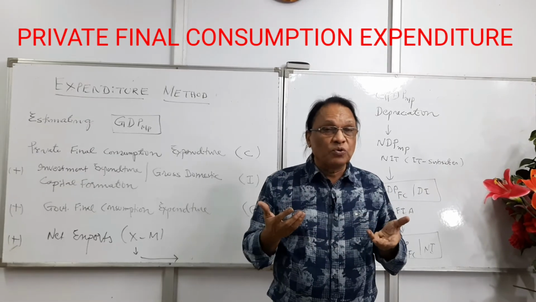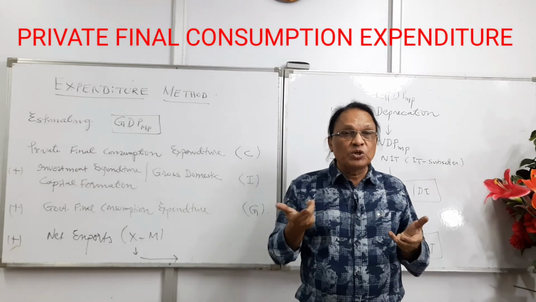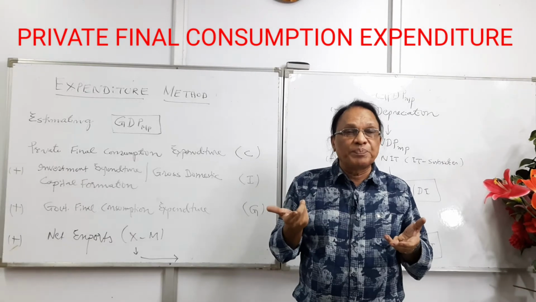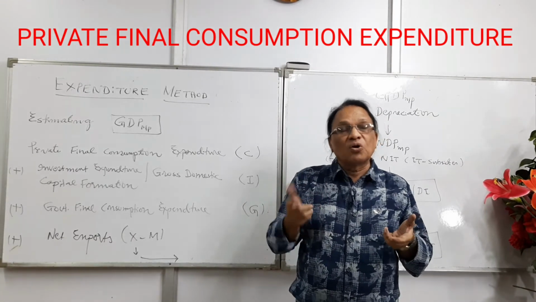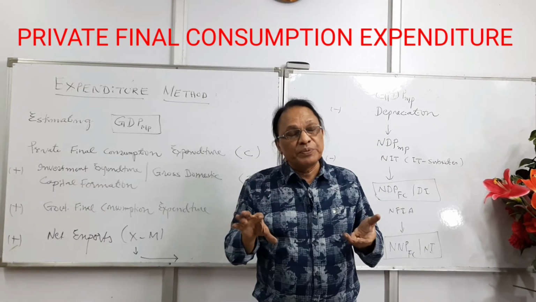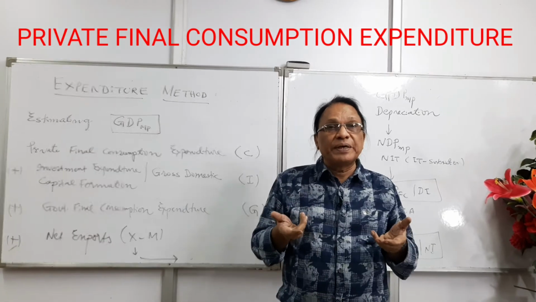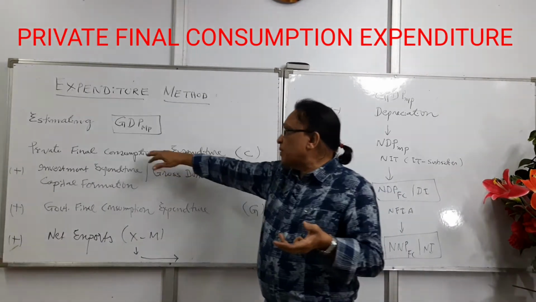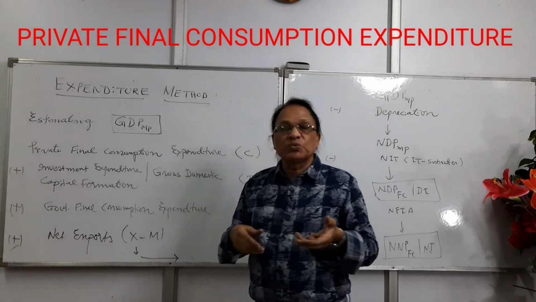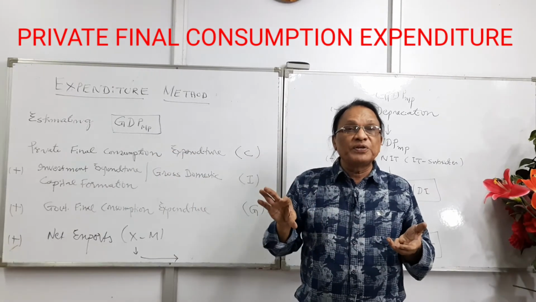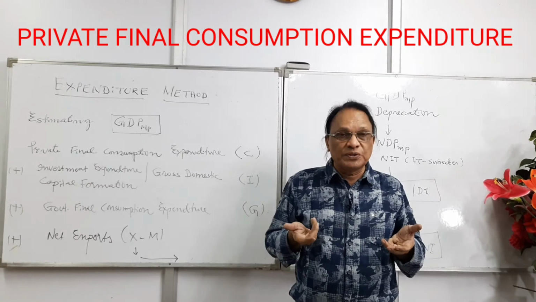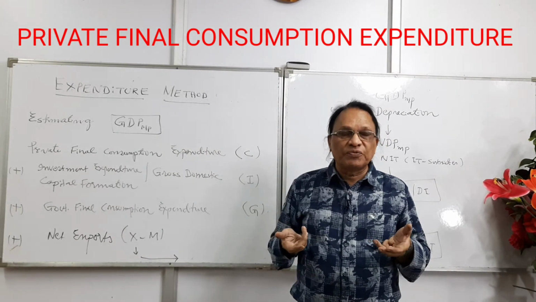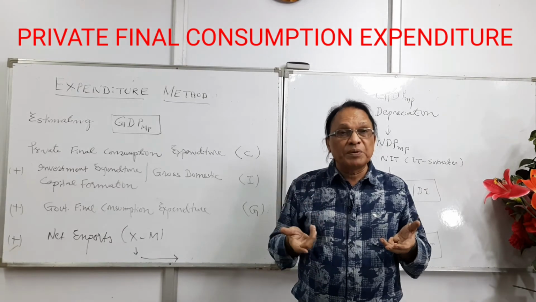Whatever you are buying at home, it can be vegetables, fruits, bread, a car, computers, laptops, micro-ovens, whatever you're buying for home. That comes to private final consumption expenditure. Of course, in this we include even the non-profit institutions serving households. So private final consumption expenditure is just done by the households for consumption purposes.